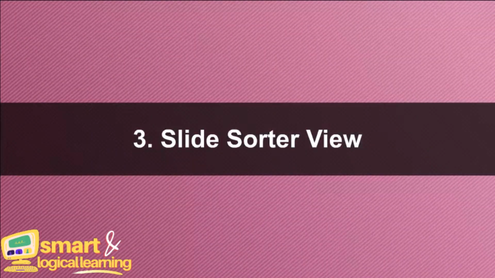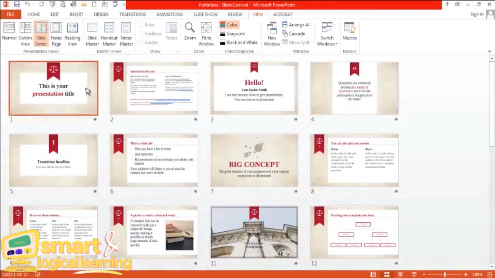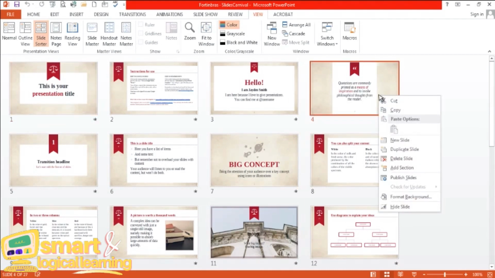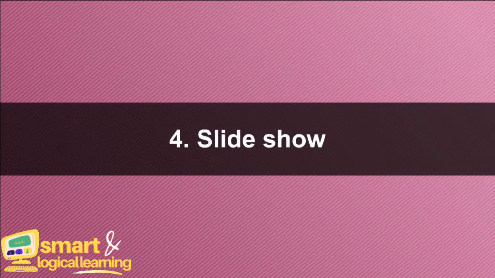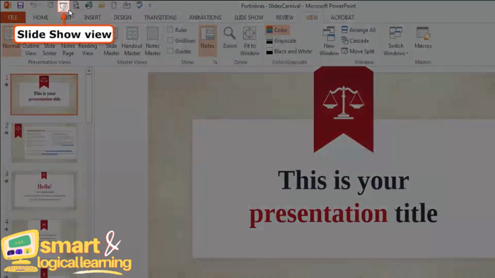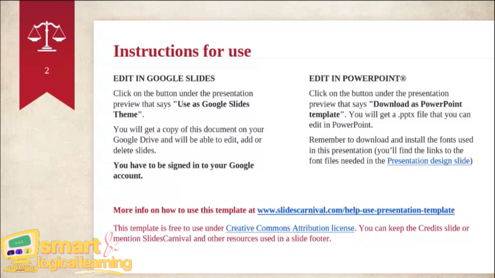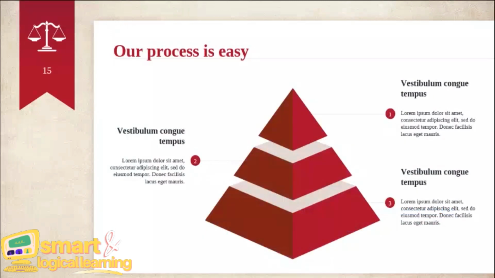3. Slide sorter view. In this view, we can see the slides as miniatures and can change the order of the slides, delete or add slides, move or sort out the slides as per our requirement. 4. Slideshow. This view is used when we have to give the final presentation to the audience. This view shows only the text, graphics, and videos of the slide without any toolbars.